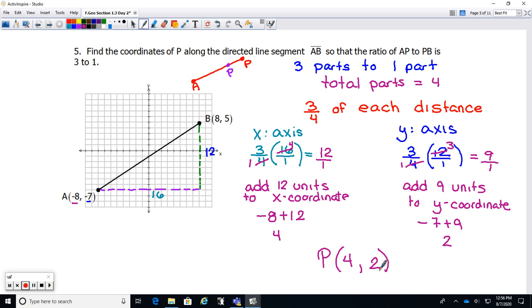Now let's go and check out our answers. This is a coordinate value of 4, 2. So starting from the origin, 1, 2, 3, 4, 1, 2. Now we can see how, in fact, it did work out that we partitioned it 3 to 1, as you can see. So we're just taking a part of the distance. So in this case, 3/4 of the distance. I went 3/4 of the distance this way, 3/4 of the distance up, and I found where my P should be located.